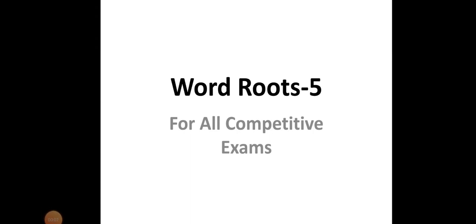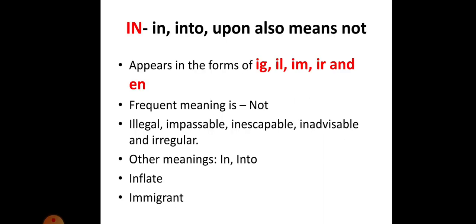Today in this session you'll be learning more root words, and this is my fifth lecture in the series of 4 roots. Let's start this session. So the first root today is in, which actually means in, into, upon, and it also means not. And there are other forms of in. It appears in the forms of ig, il, im, ir, and n. The frequent meaning of in is not.